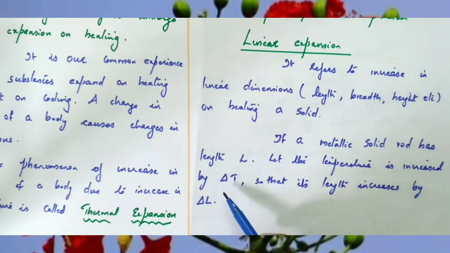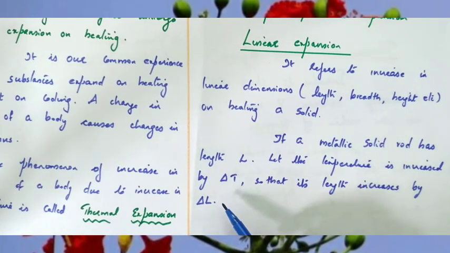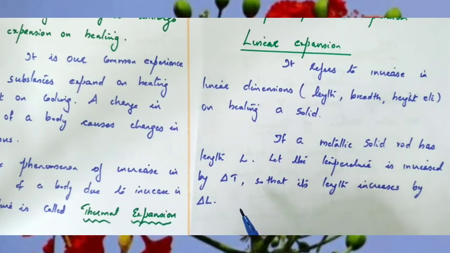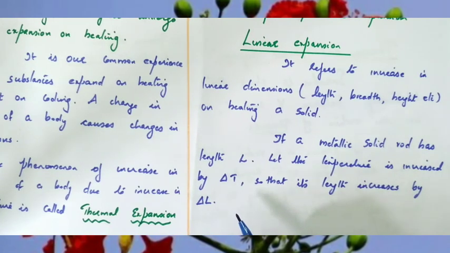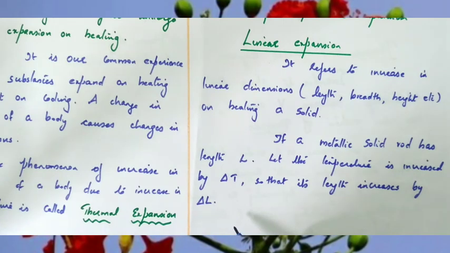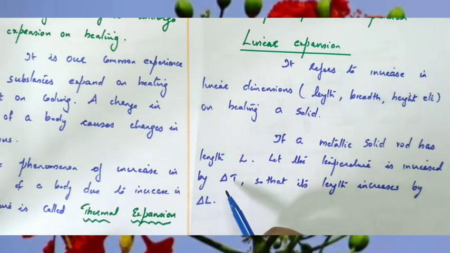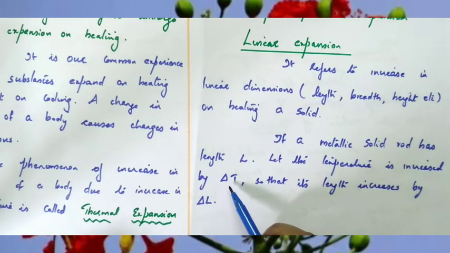Now, let L be the original length of the metallic rod, and let the temperature be increased by delta T. For example, if the initial temperature is 25 degrees Celsius, now by heating let the temperature increase to 50 degrees Celsius. So, what is the change in temperature? 50 minus 25. That is the increase in temperature, delta T.